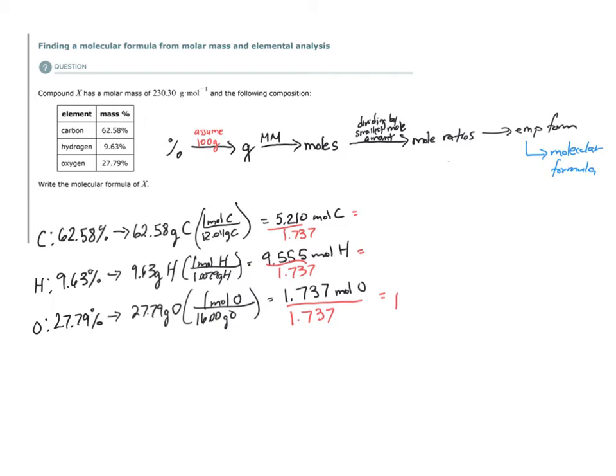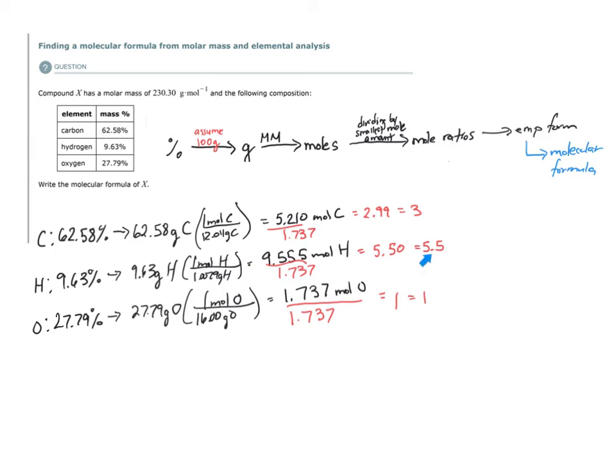So 9.555 divided by 1.737 is 5.50, and for carbon, 5.21 divided by 1.737, I get 2.99. Now remember, I told you all that there'll always be very close to some number. Here, I can't say that this is close to 6. It's always going to be very close within 1 or 2 decimal places. So I need to go with 5.5 here. Here I can go with 3, and of course this is 1.